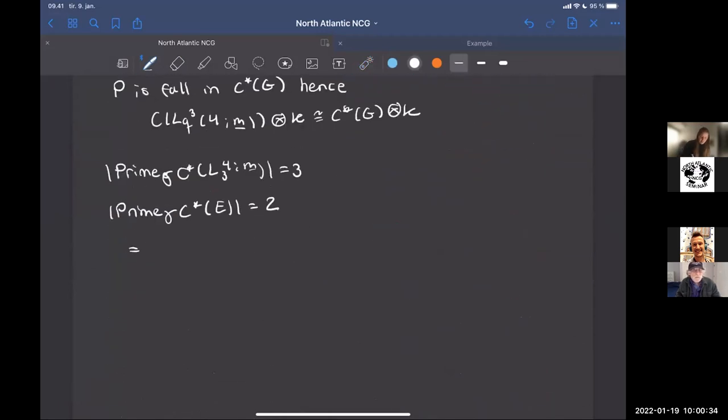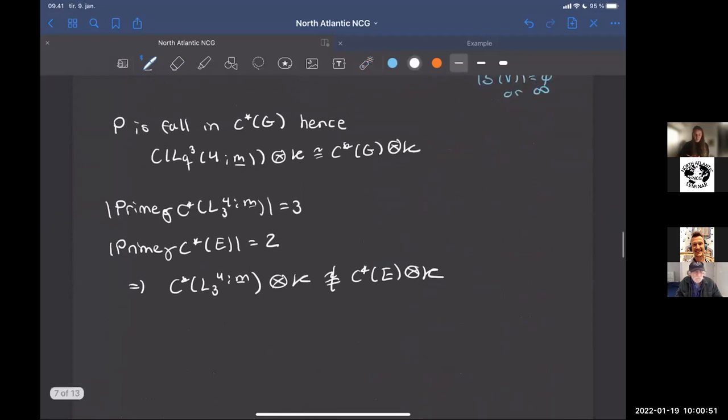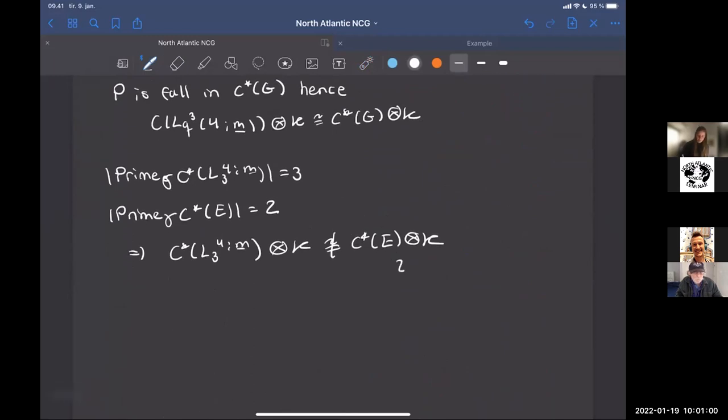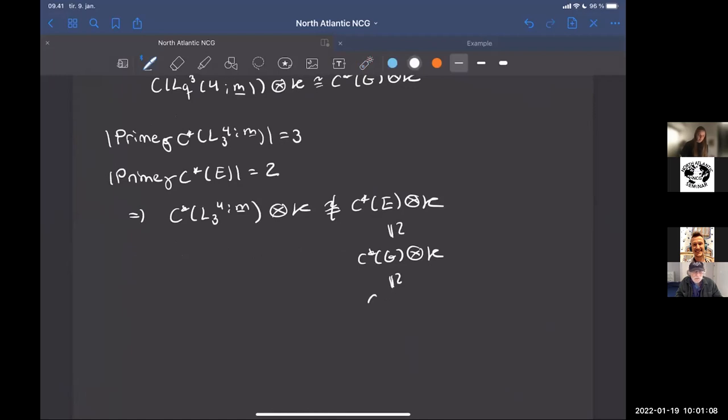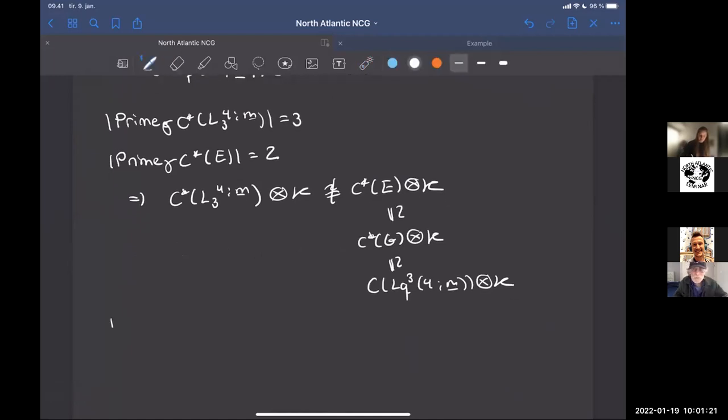So it follows that the graph C*-algebra of L_3 for M cannot be stably isomorphic to this graph C*-algebra here. We also know that this is stably isomorphic to the graph C*-algebra of G, which is stably isomorphic to C(L_q), this quantum lens space here. So from this argument, we have in the end that C*(L_3), this graph C*-algebra here, cannot be isomorphic to this quantum lens space, which is our counterexample.